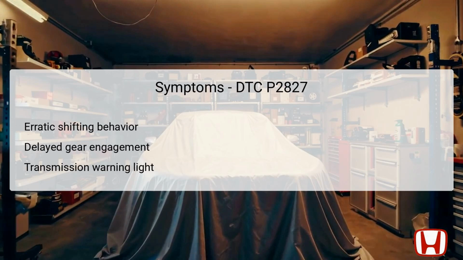Symptoms associated with DTC P2827 can significantly affect vehicle performance. One of the most noticeable symptoms is erratic shifting behavior, which can lead to a jerking sensation while changing gears. Drivers may also experience delayed engagement when shifting from park to drive or reverse, causing concern for safety and operation.